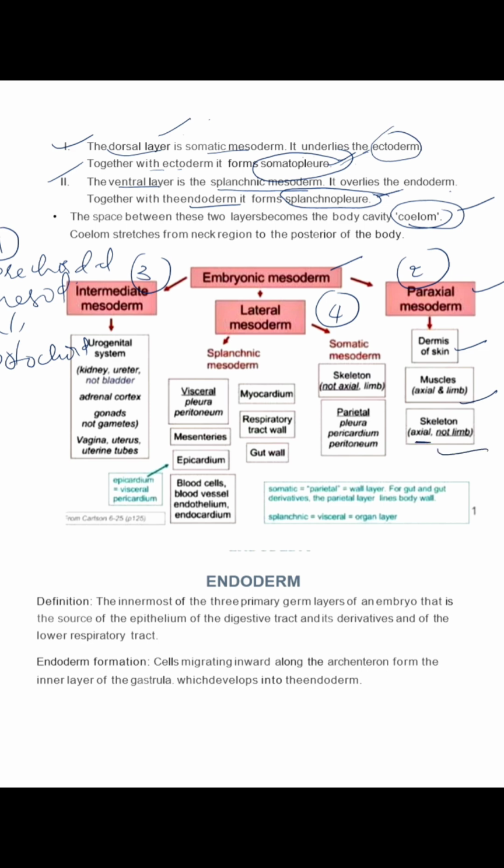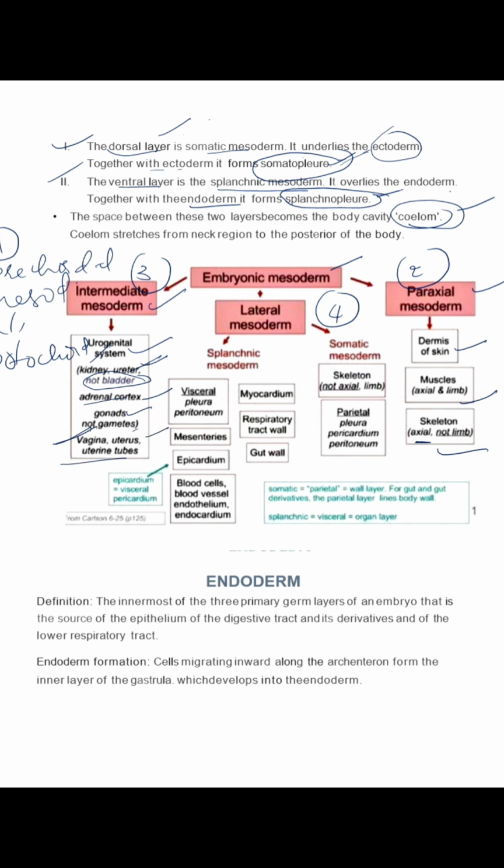Okay. Now you come to the intermediate mesoderm. It is forming the urogenital system, that is kidneys, ureter, not the bladder. Okay, only the kidney and the ureters. Now adrenal medulla is formed by the ectoderm, but adrenal cortex is formed by the mesoderm. Okay. Now gonads, they will form the gonads, but they will not produce the gametes. Okay. Now vagina, uterus, and uterine tubes. Vagina, uterus, and the uterine tubes, all these are formed from the intermediate mesoderm.